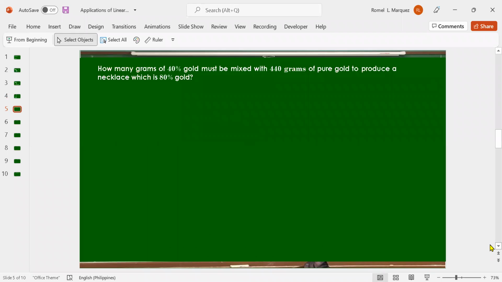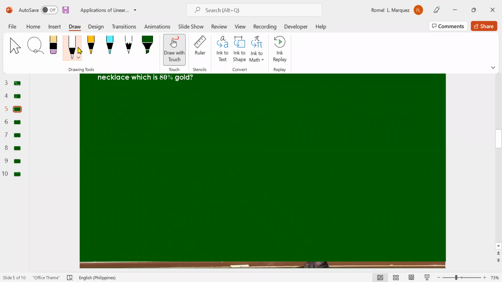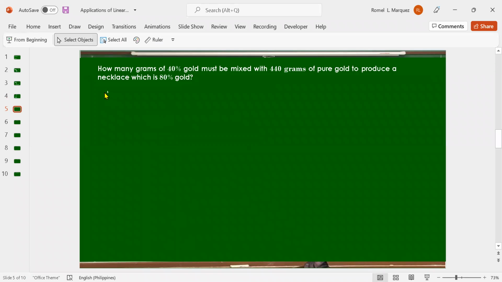Okay. What about this? So this time it is about a mixture problem. How many grams of 40% gold must be mixed with 440 grams of pure gold to produce a necklace which is 80% gold? So this is gold balance, no? When you say gold balance, we focus on gold. So meaning with 50% gold, the 60% of that is not gold, so it's not pure gold.